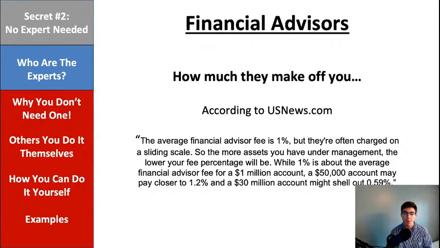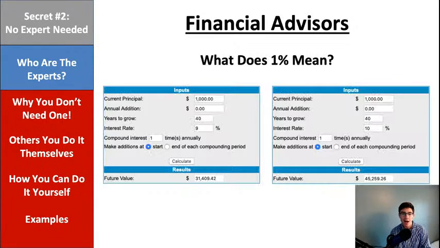So how much do they make off you? Well, according to usnews.com, the average financial advisor fee is 1%, but again, that's if you have a $1 million account. So if you have a smaller account, they're probably going to charge you more, around 1.5 to 2%, regardless of if you made money or not. Anyway, so let's say you don't need the financial advisor because you're using the software. That means you get to keep that 1% fee that they are charging you.